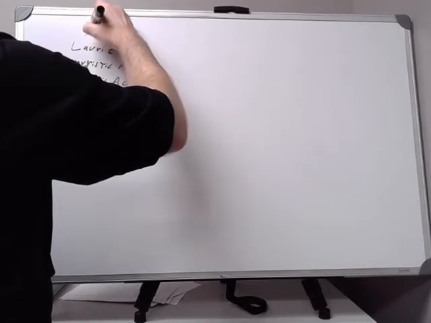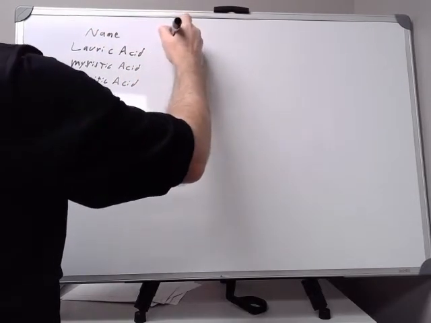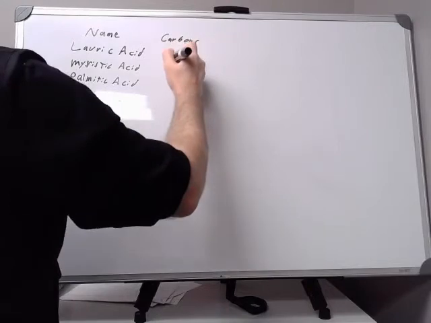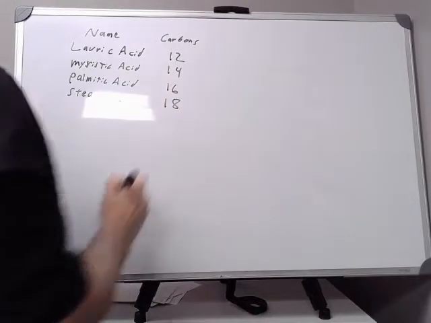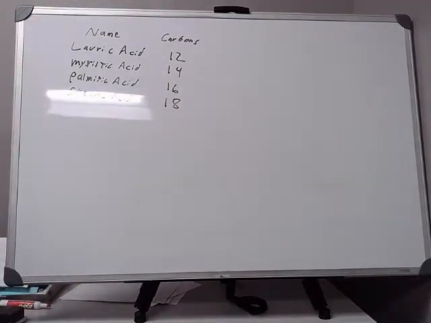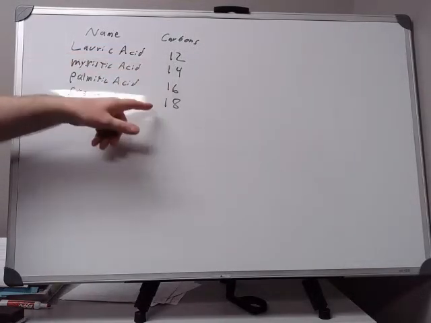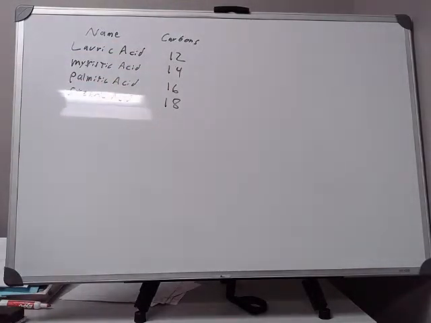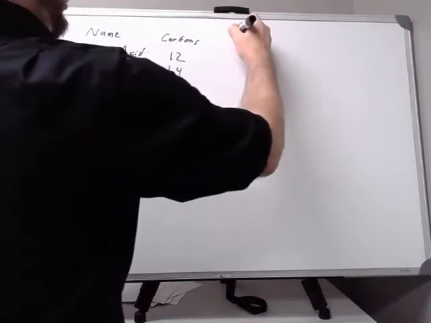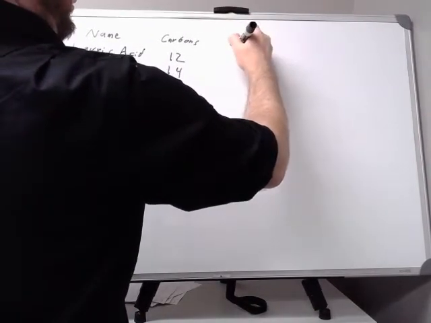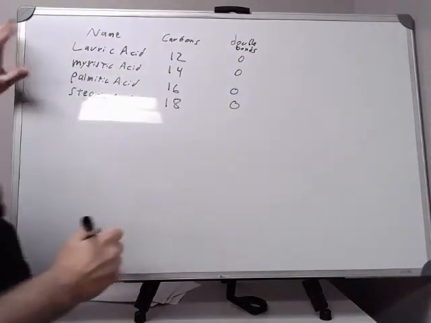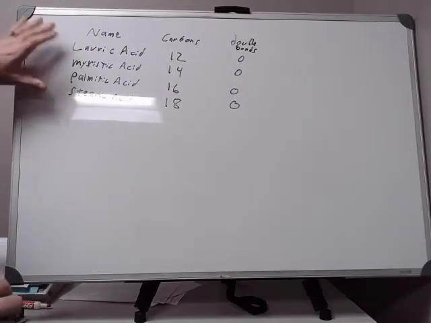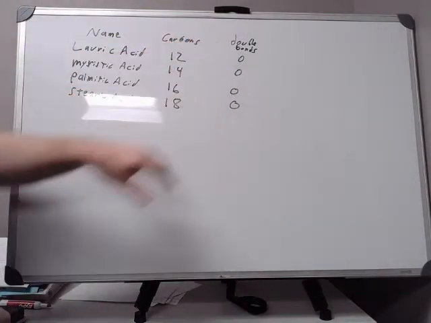So if we look at the number of carbons, then it's 12, 14, 16, and 18 carbons for these 4 fatty acids. So we can see that even number rule for the fatty acids again. If we look at the number of double bonds, well, for these 4 fatty acids, it's all 0. These are all saturated fatty acids because they have 0 double bonds.